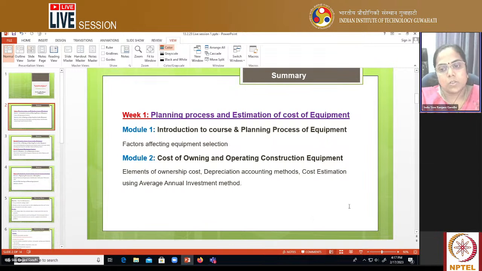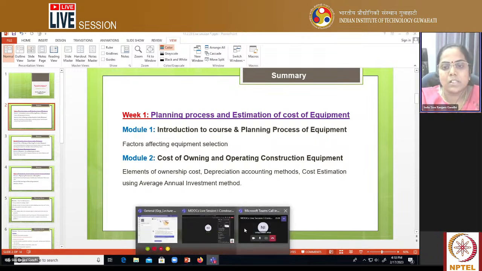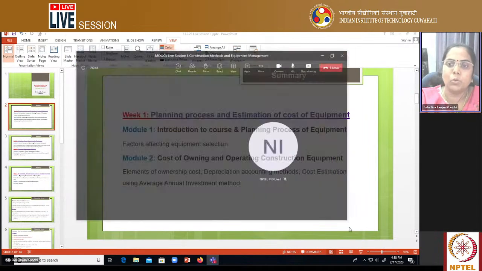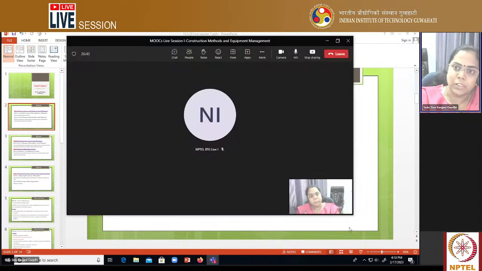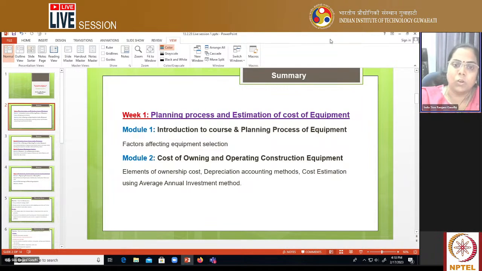I hope everyone knows the importance of learning this course, construction methods and equipment management. In this course, you get better exposure on how to estimate the cost of the equipment and the productivity of the equipment, because that is very important to make a selection of the equipment. By learning this course, you will gain knowledge on how to estimate the cost and the productivity associated with the equipment.